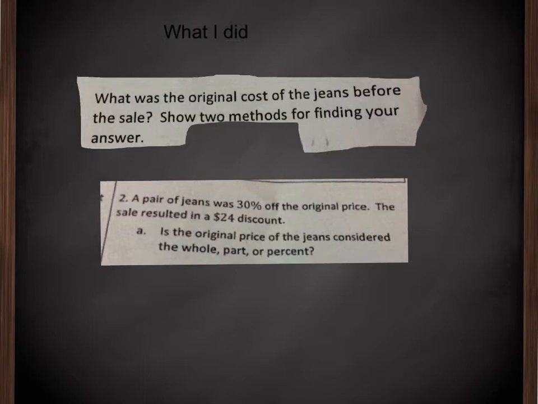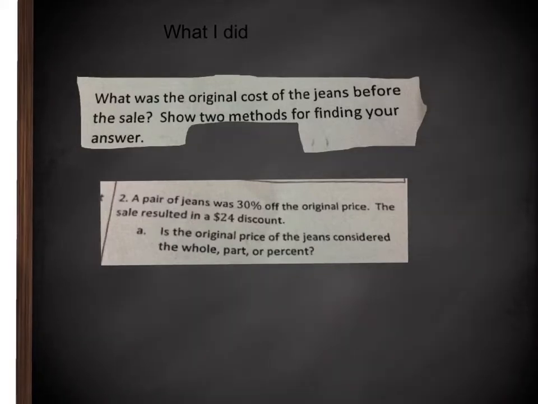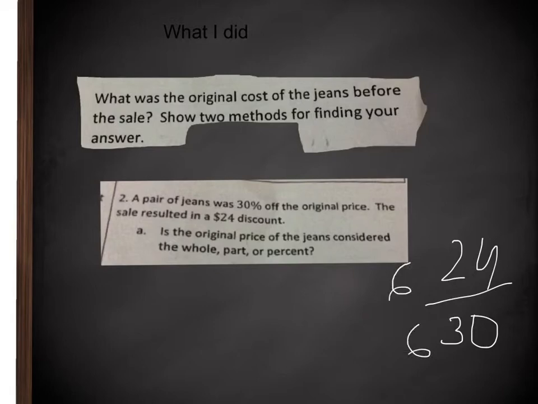Now it asks me a different question. What was the original cost of the jeans before the sale? Show 2 methods for finding your answer. Well, at first I thought that I could convert the part and the percent into a smaller fraction and then find out, because you could convert percents into fractions. So I wrote 24 over 30, then I divided both of those by 6, and I got 4 over 5.